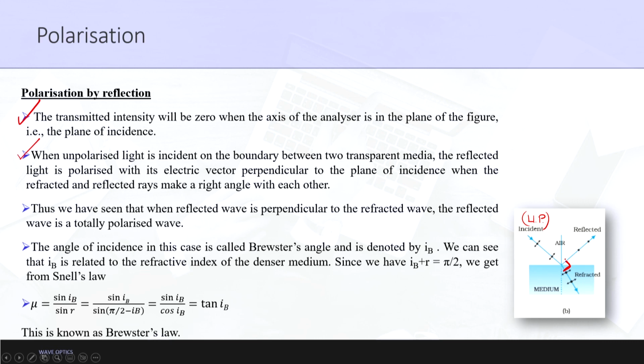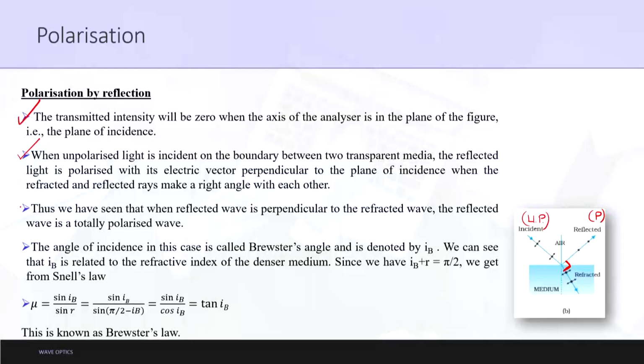I will just repeat it again. If this is the unpolarized light, then this will be a polarized light. This is the explanation kept in the second point here. Thus, we have seen that when the reflected wave is perpendicular to the refracted wave, the reflected wave is a totally polarized wave. What is the meaning of a totally polarized wave? That a polarization has happened and all the electron molecules are absorbed except one direction of polarization. This is again just a summary of the second point.